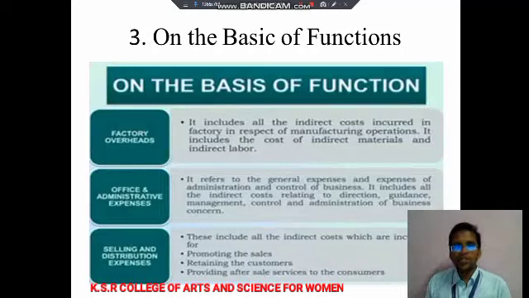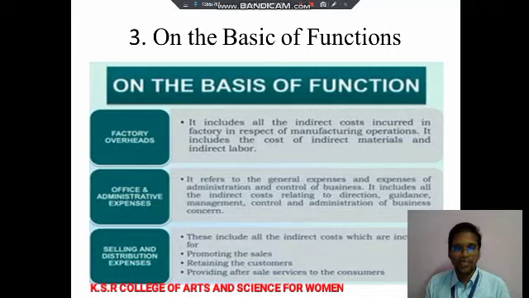Then next we discuss on the basis of functions. We have three categories. One is factory overheads. It includes all the indirect costs incurred in the factory. It represents the manufacturing operation. It includes the cost of indirect material and indirect labor. Then office and administrative overheads. These are the general expenses and administrative expenses that control the business. It includes all the indirect costs related to direction, guidelines, management, control and administration of the business concern.